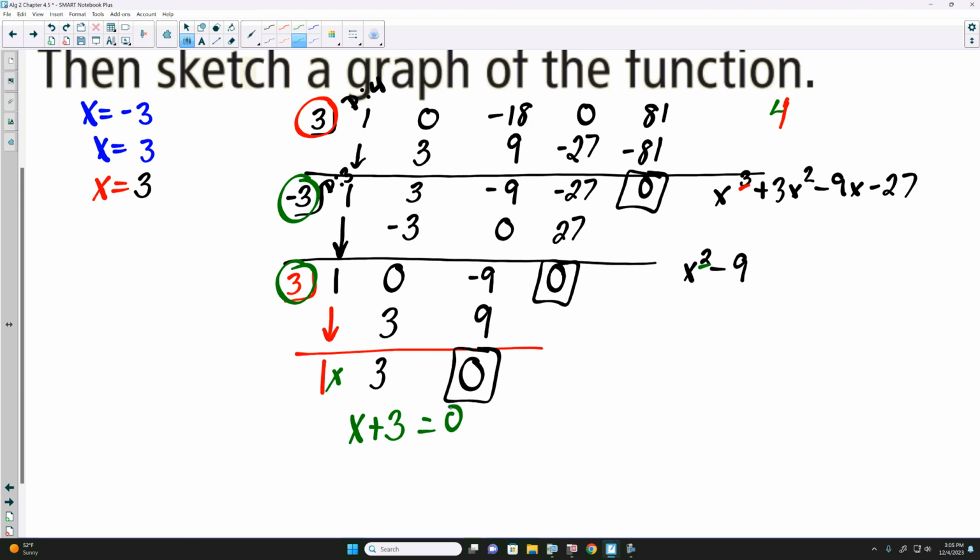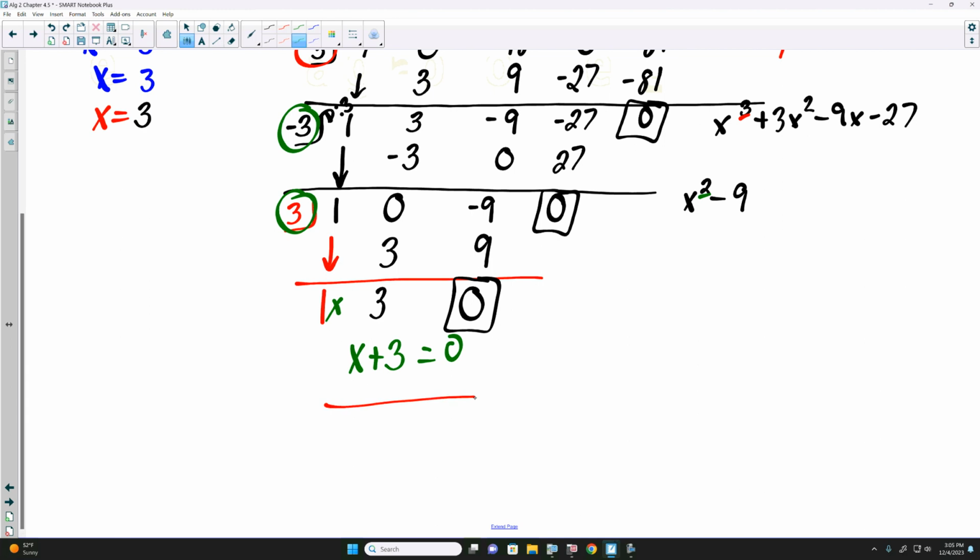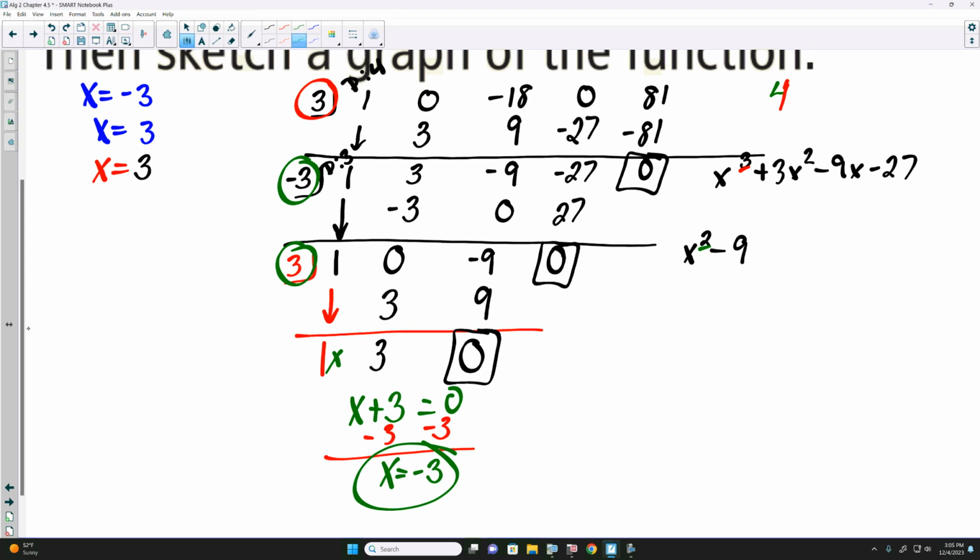I took another one out, so I should have x plus 3 equals 0. To solve this here, we would subtract 3, telling us x is equal to negative 3. So we found 4 values of x, negative 3, 3, and 3.